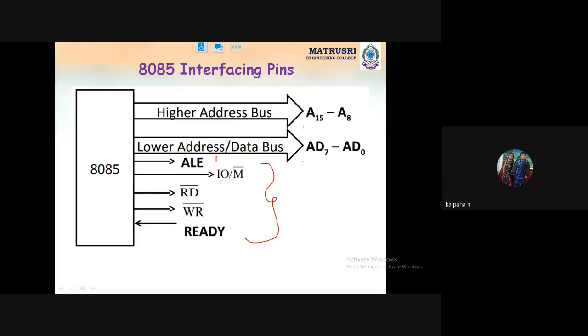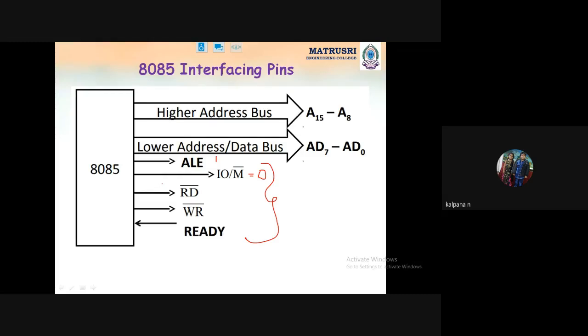Okay, and next IO by M bar. IO by M bar means what? I stands for input, O stands for output, M stands for memory. Now, what are we interfacing here? What device are we interfacing? Memory. So, whenever we need to interface the memory to the 8085, this IO by M bar should be 0. Whenever this IO by M bar is equal to 0, then we can interface memory to the 8085. Means we can store anything in the memory, we can operate the memory.